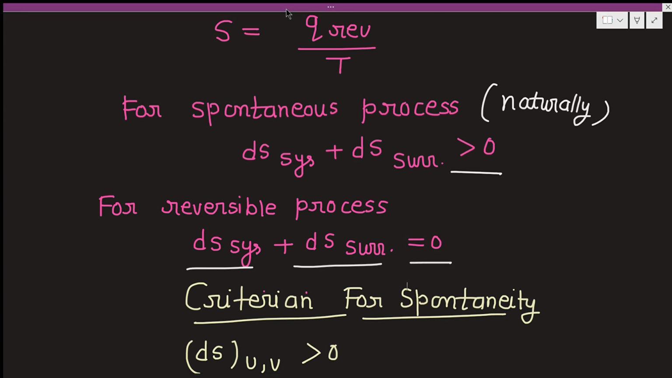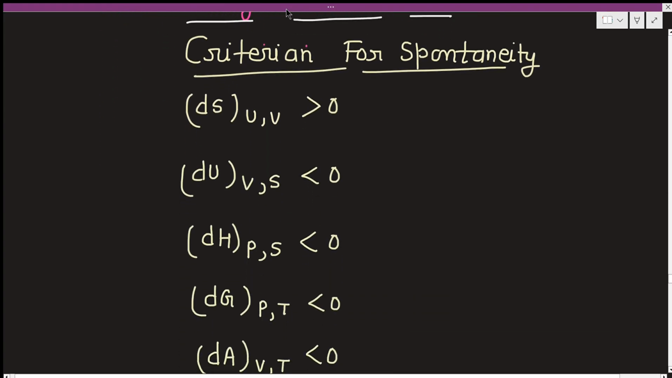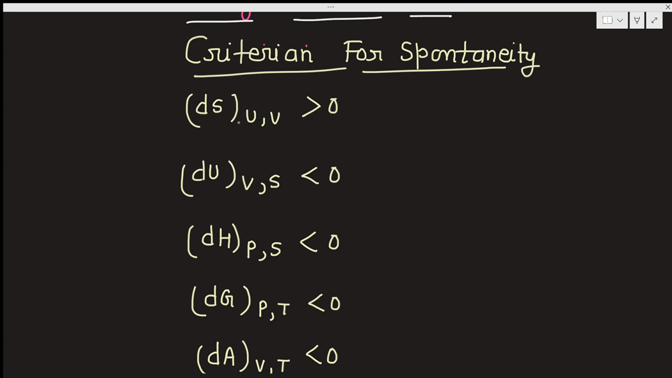Okay, so now come to the criteria of spontaneity. From here, direct questions are asked. Actually, there are criteria for spontaneity. It means at constant U and V, dS should be greater than 0. Similarly, at constant V and S, dU should be less than 0. At constant P and S, dH should be less than 0. At constant pressure and temperature, dG should be less than 0, or at constant volume and temperature, dA should be less than 0. Out of these, the dG and dA ones are important. Okay. So from here directly questions are asked.